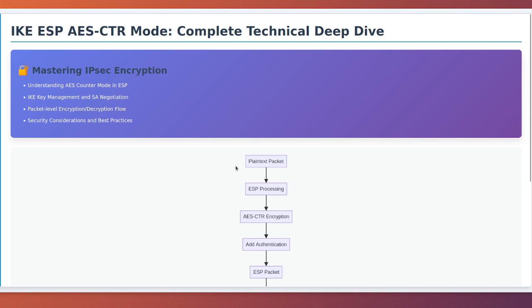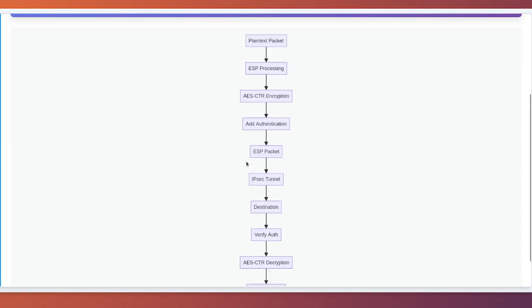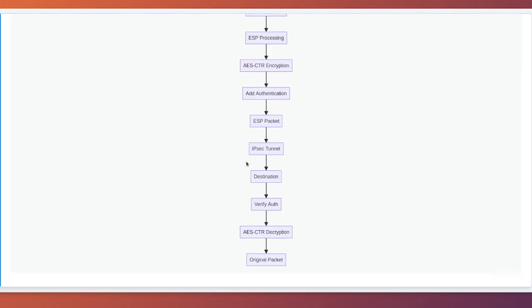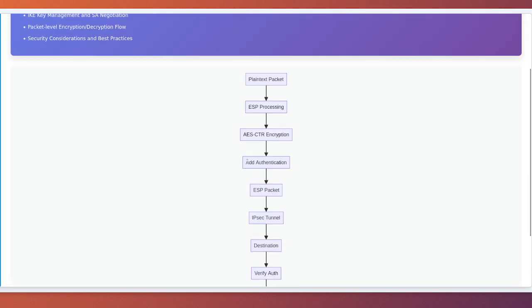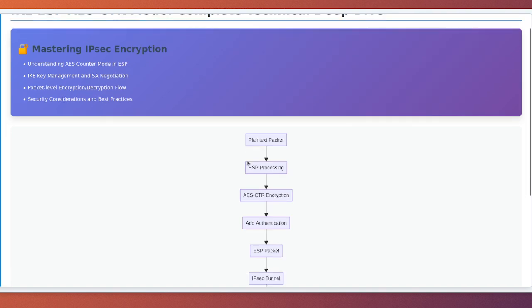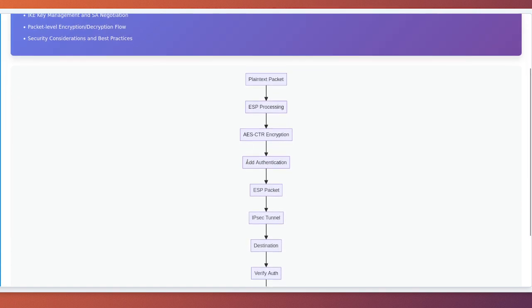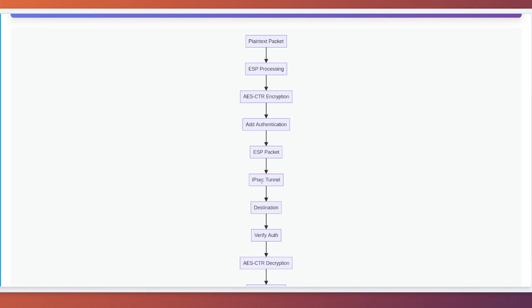Let me start by explaining why AES-CTR mode has become the preferred choice for high-performance VPN implementations. Unlike traditional cipher block chaining modes, CTR or counter mode transforms AES from a block cipher into a stream cipher, enabling parallel processing and eliminating the need for padding. This means we can encrypt and decrypt data at wire speed, making it perfect for modern high-throughput networks where performance is just as critical as security.